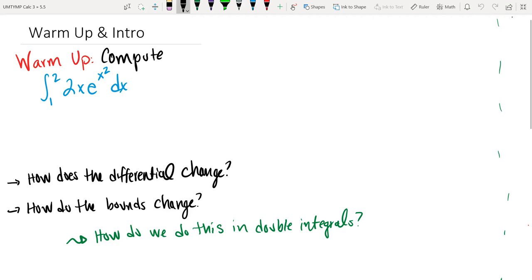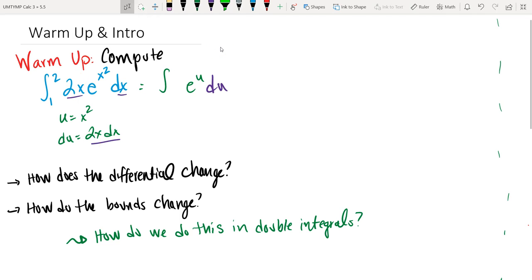Alright, well, hopefully you had time to pause the video and do some work, and you might have seen this and said, oh, well, it might be a good idea to use a u substitution. This is from Calc 1: u is x squared, and then du is going to be 2x dx. When you use the substitution, we got e to the u, and then the 2x dx is precisely du.